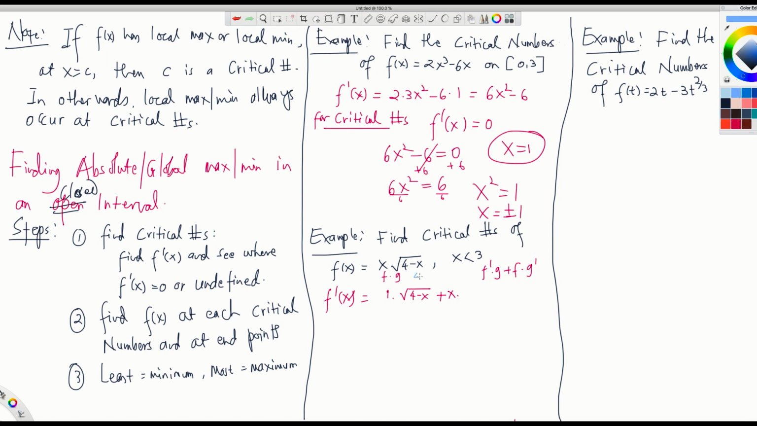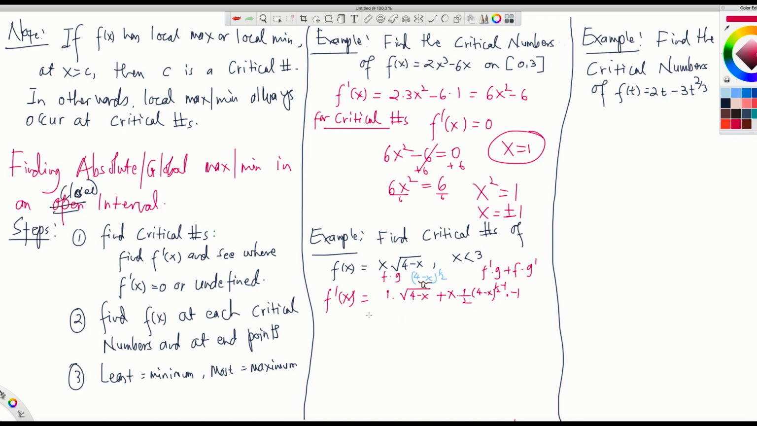It is similar to 4 minus x to the 1/2, right? It is like u to the 1/2. You can think of this as u, basically. So u to the 1/2. What is the formula for that? U to the n is n times u to the n minus 1, so 1/2 times u to the 1/2 minus 1, times the derivative of u, right? Negative 1, because the derivative of 4 minus x is 0 minus 1.